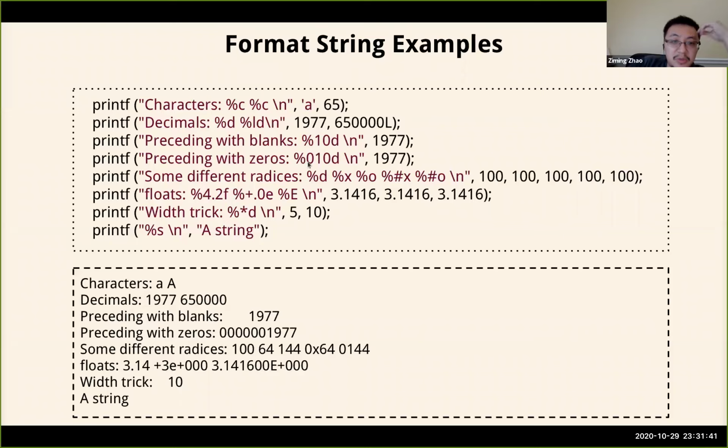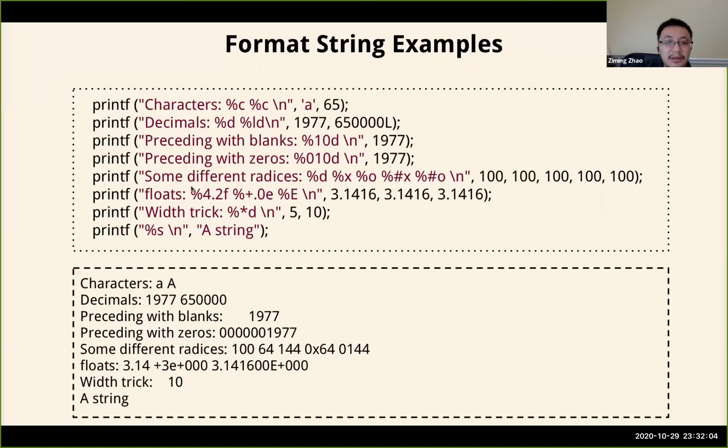Okay, so that means we will replace the white space with zeros. Here we have 6 zeros, white space, and this number 1977. Any questions there? No? Okay, then the same thing for the others.